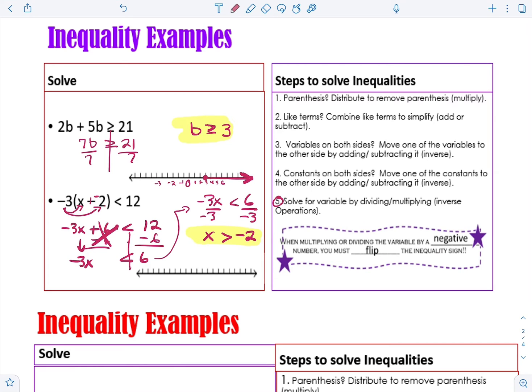So now we plot our solution. Let's say this is 0 and this is 1, 2, 3. Let's say that this is -1, -2, and -3. This says x is greater than -2. So we're going to have an open circle at -2. And since it's greater than pointing to the right, we're going to be shading to the right. And there we go.